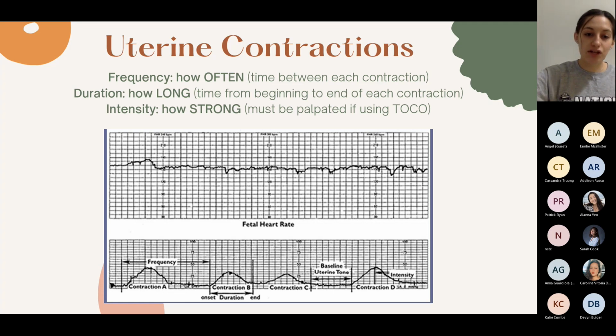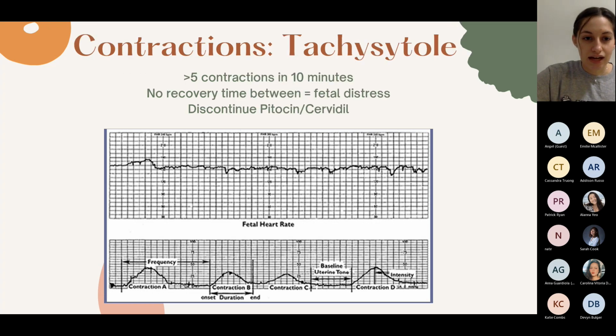So for the frequency, you can measure from the very beginning of a contraction to the very beginning of the next contraction. That's the way that I like to do it. Some people like to do it from the peak of the contraction to the peak of the next contraction, whichever way you want to do that. But for me, it just makes more sense going from the very beginning of the first contraction to the very beginning of the second one. And then your duration is the very beginning of the contraction to the very end. And that's kind of it for uterine contractions. Those are pretty easy to get.